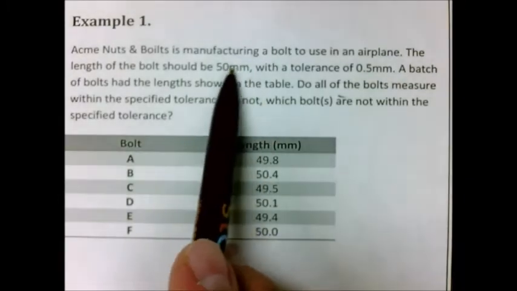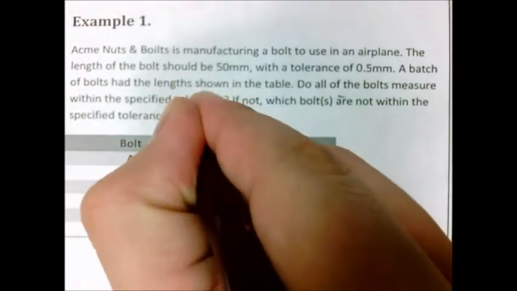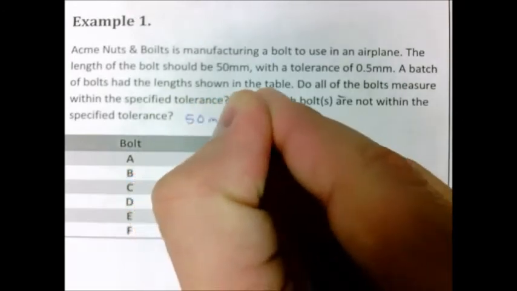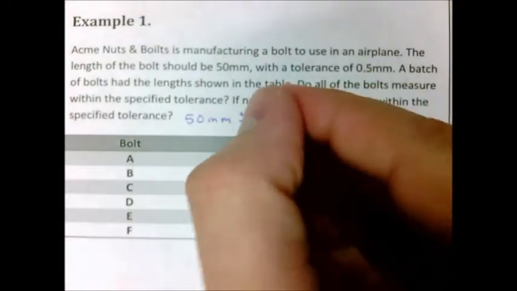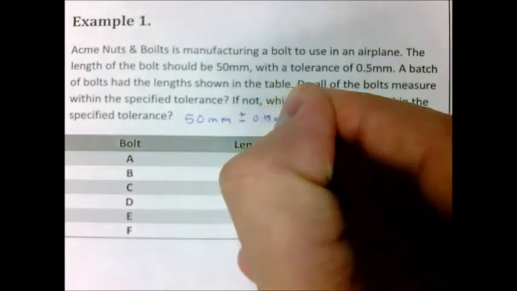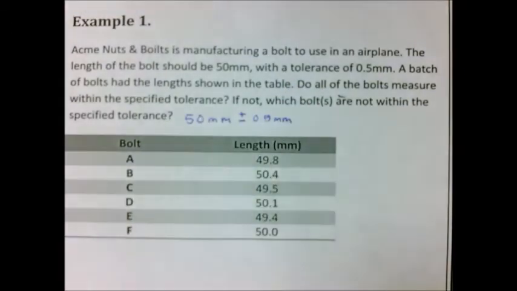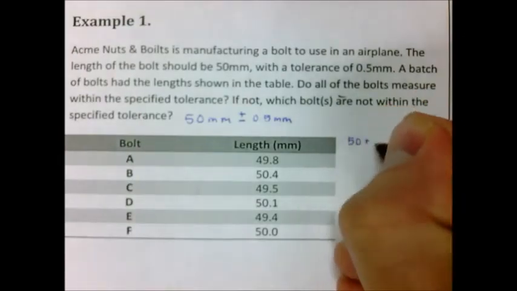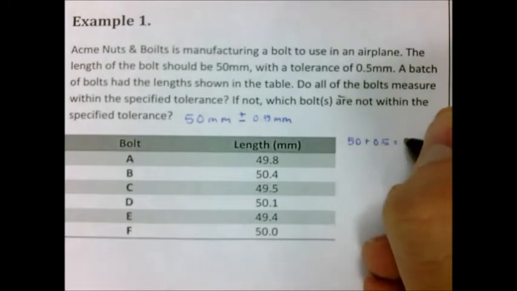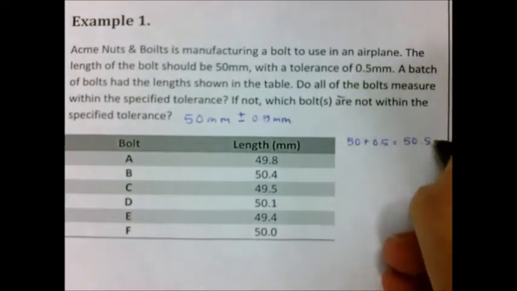So first of all, let's take a look here. We know that it should be 50 millimeters, and if we were to write this the way that it's normally written, that'd be plus or minus a tolerance of 0.5 millimeters. We're looking for a distance somewhere in between. To figure out what that range is, we have to add 0.5 to 50 and subtract 0.5 from 50. Let's first add 50 plus 0.5, and that one's pretty easy. It'll be 50.5 millimeters.